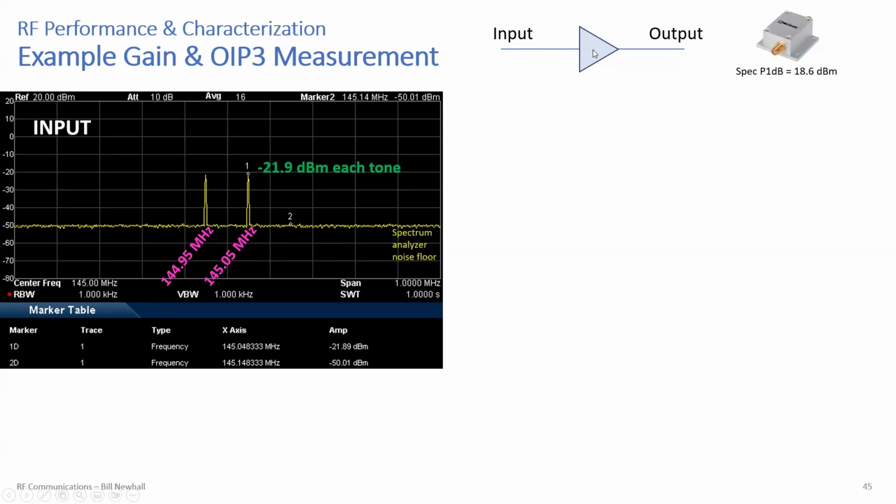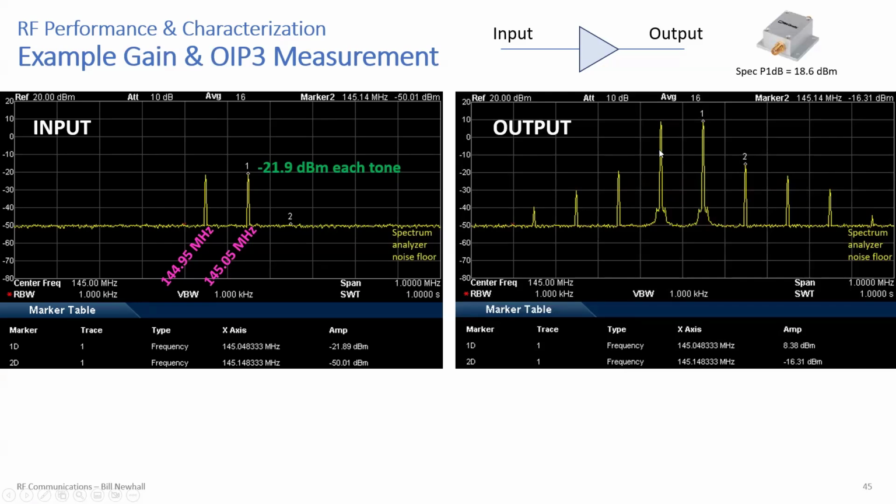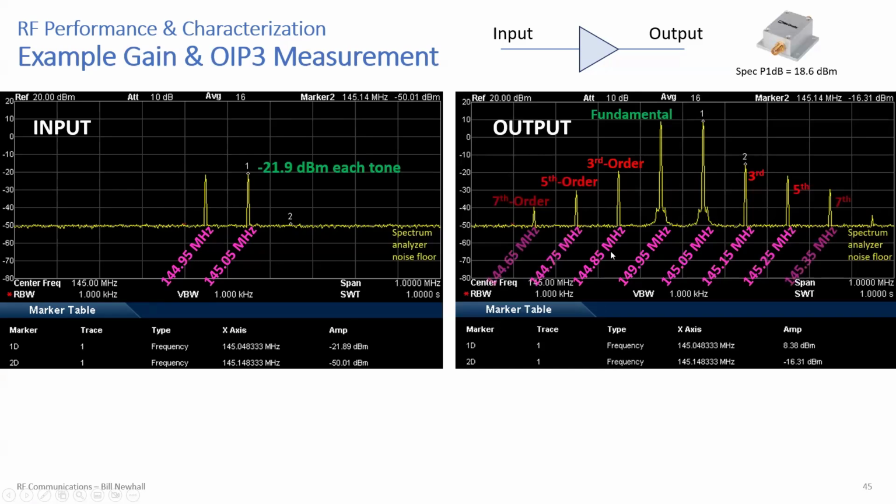If I put that into this amplifier and look at the output on a spectrum analyzer, I see this. You see the original two signals that are larger, the fundamentals. But then I see these other intermodulation products. Here's the third order product, the fifth order product, and the seventh order product. So they do show up. And I'm not very close to this 18.6 dBm, 1 dB compression point. I'm actually backed off from compression, but you still see these intermodulation products.